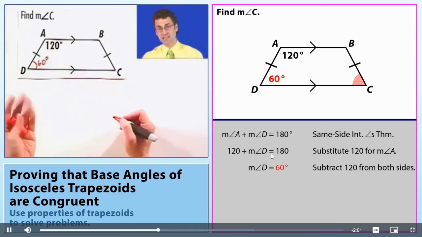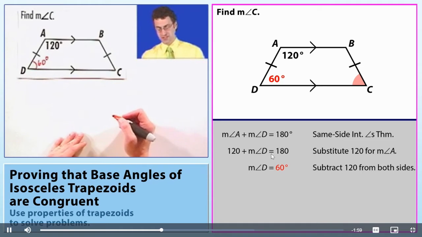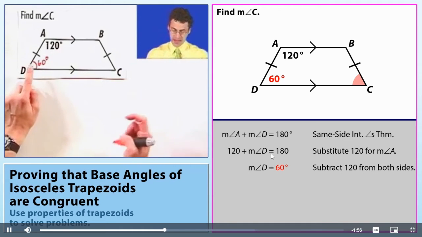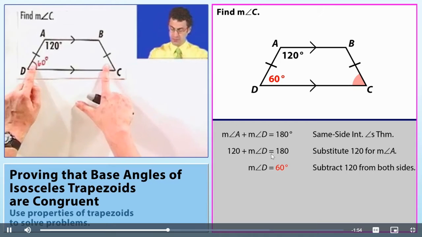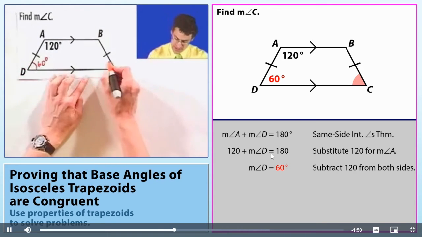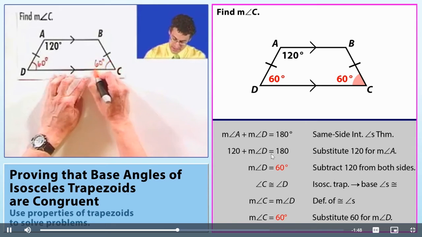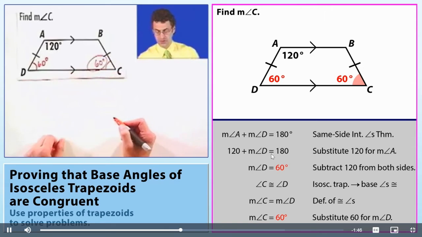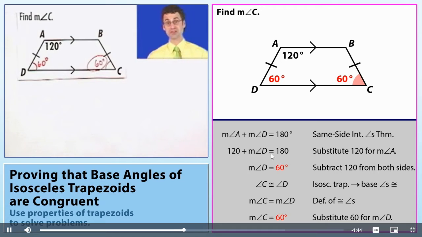And since it's an isosceles trapezoid, kind of like isosceles triangles in a way, we know that this angle measure will actually equal this angle measure. These two angles are congruent. And so therefore, if this is 60, bang, I see the answer to the question, what's the measure of angle C? It turns out to be 60 degrees.